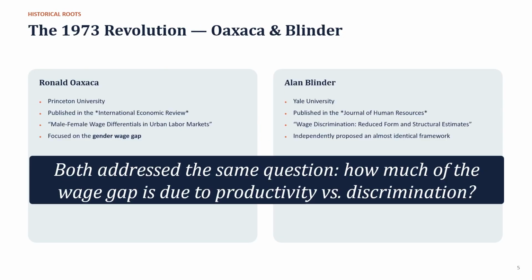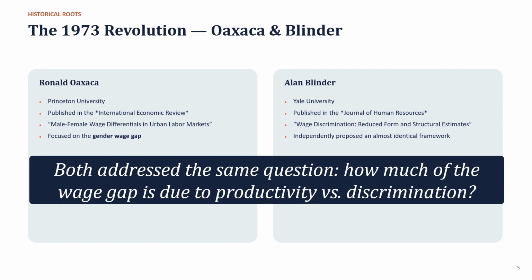In 1973, two prominent economists, Ronald Oaxaca at Princeton and Alan Blinder at Yale, published their research papers independently, yet they proposed an almost identical framework. Oaxaca's paper, published in the International Economic Review, focused specifically on the gender wage gap in urban labor markets, whereas Blinder's paper, published in the Journal of Human Resources, tackled wage discrimination more broadly.